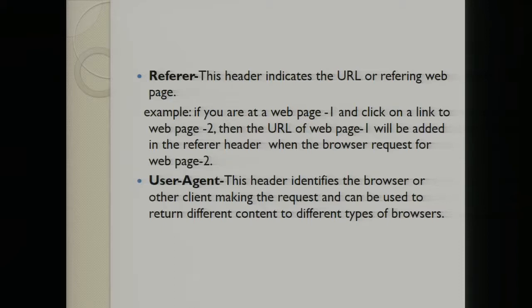Then comes the user agent. This user agent usually refers to the browser, the client, or another machine which is making the request, and can be used to return different content to different types of browsers, okay. So this user agent returns the browser or any other type of client making the request, with different types of content for different browsers.